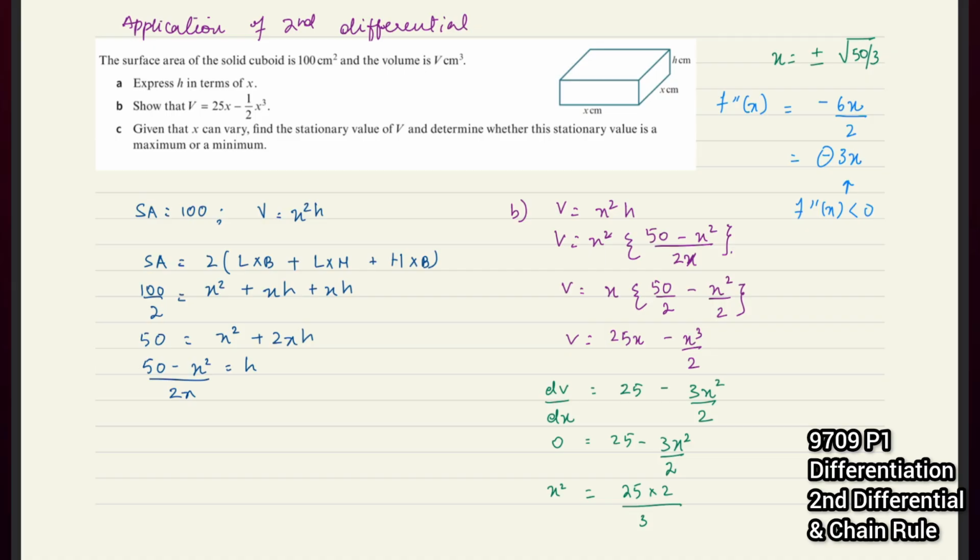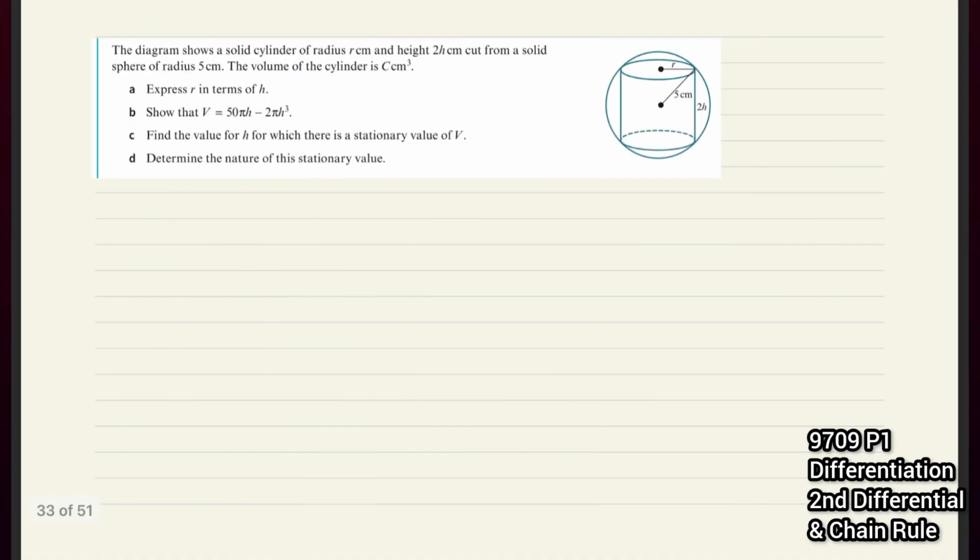The nature is maximum. Next, the diagram shows a solid cylinder of radius r, height 2h, cut out from a solid sphere of radius 5. Volume of the cylinder is V. Express r in terms of h. For this we are going to use Pythagoras. 25 minus r square is equal to h square. So root of 25 minus h square is equal to r, because we wanted to express r in terms of h.